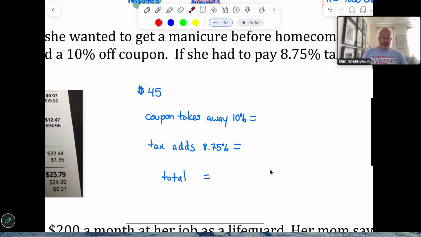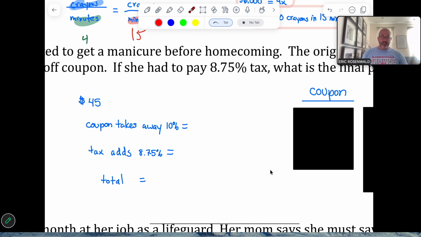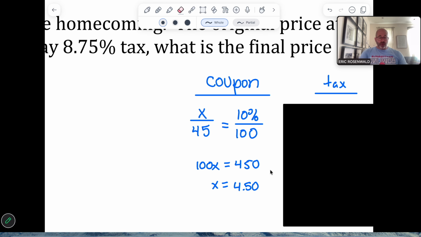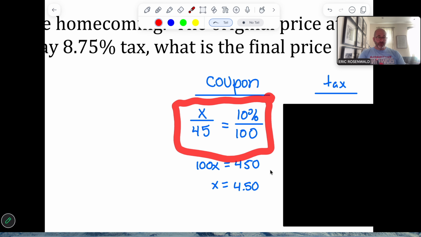So let's think about this scenario. It's a $45 manicure, but she has a coupon, which means she gets to take off 10% of this. Well, let's figure out what that 10% is, okay? If she has a coupon, we can say that part out of total equals 10% out of 100, because we're asking how much of $45 are we getting off, right? What is 10% of 45?